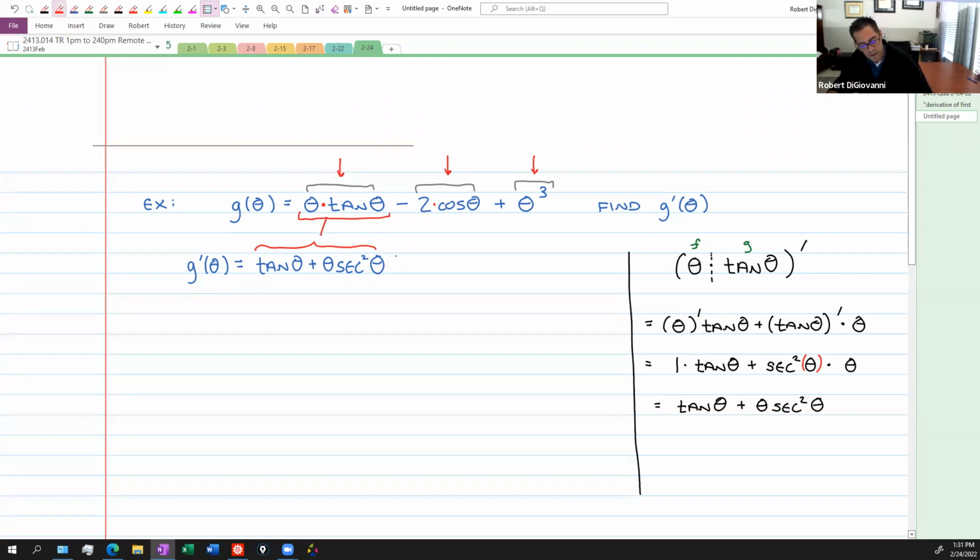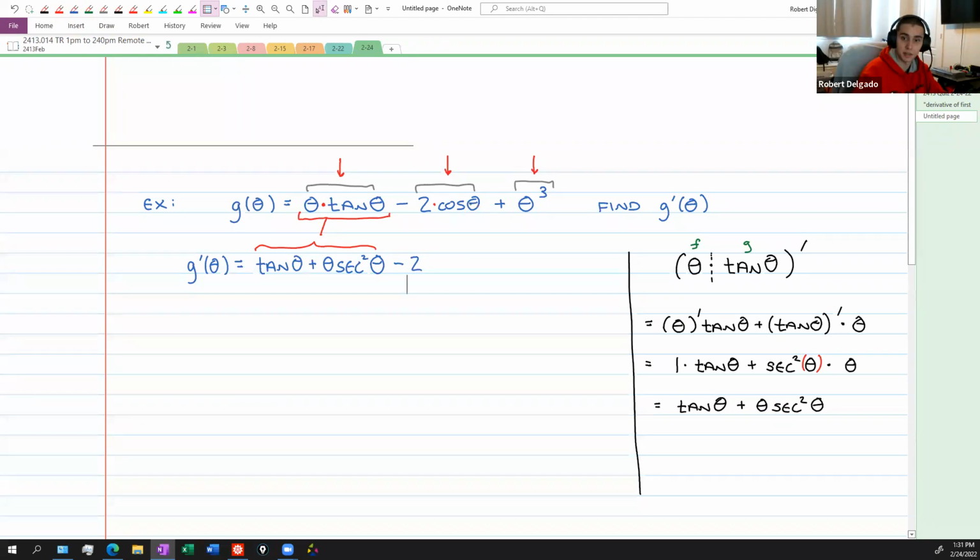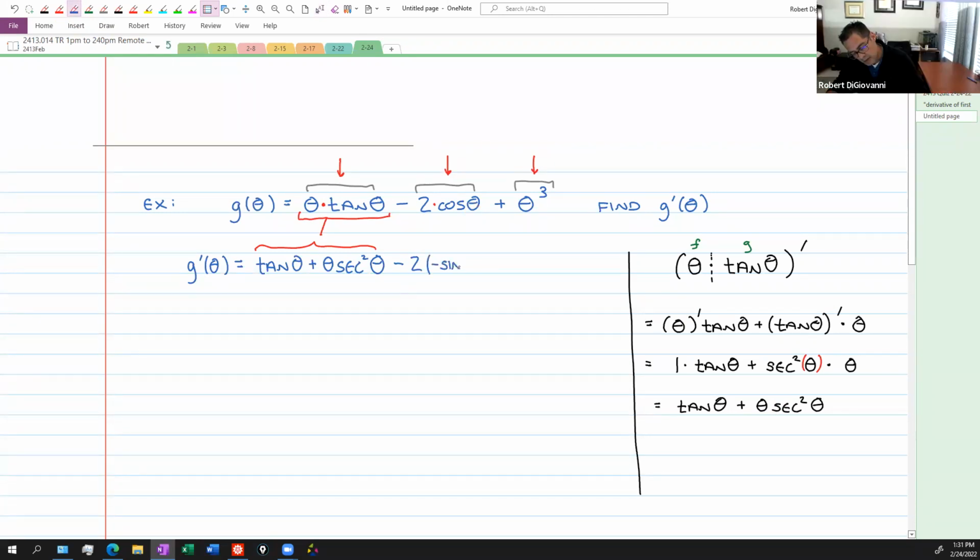And then this one, you have to be a little careful because the -2 comes for the ride. But what's the derivative of cosine theta? Negative sine theta. So I'm going to put it like this, negative sine theta. And those two things are being multiplied, so those two negatives are going to come together and become a plus. And then I still have 3 theta squared. So one more line: tangent theta plus theta secant squared theta plus 2 sine theta plus 3 theta squared. That's the derivative.